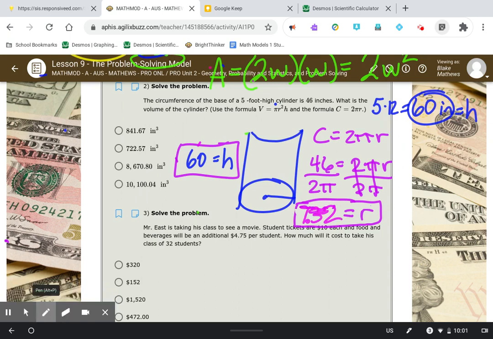Let me actually fix that again. Let's try to get this written better. Sorry about that, everybody. 7.32. So that's the value we're going to use for our radius.